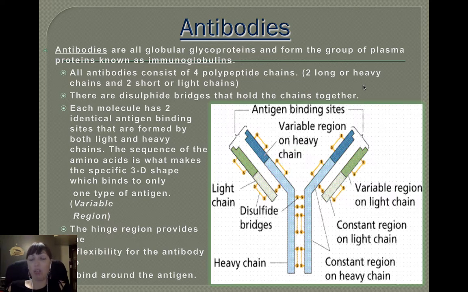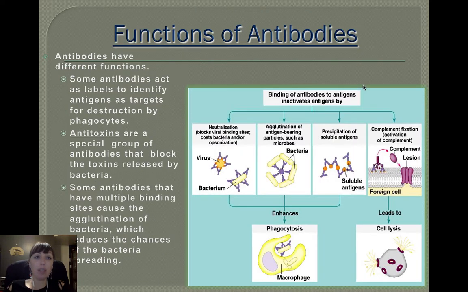It's very important that you study this model and understand what each of these regions are, including the variable region on the heavy chain and the light chain. All right, so antibodies have different functions. Some of them act as labels, and they'll identify antigens as targets for destruction by phagocytes. Antitoxins are a special group of antibodies that will block the toxins that are released by the bacteria, which is interesting. And some antibodies that have multiple binding sites cause the agglutination of bacteria, which reduces the chances of those bacteria spreading.